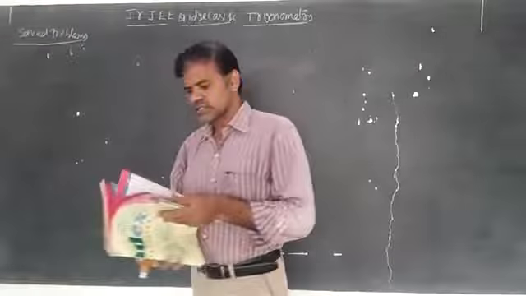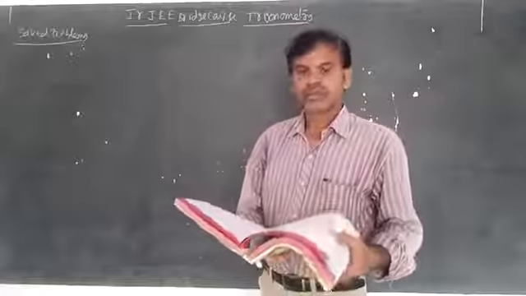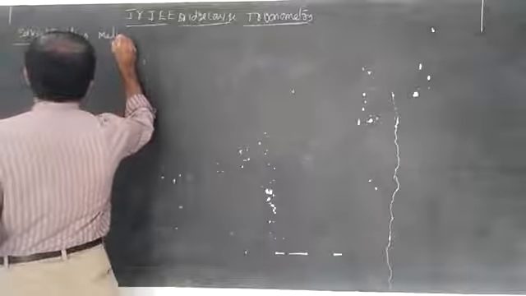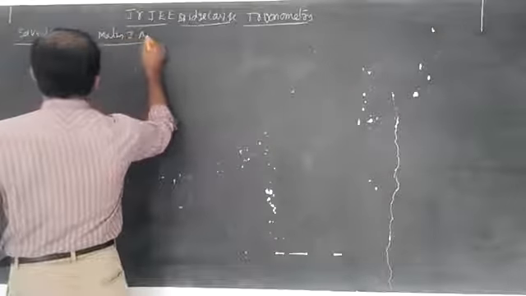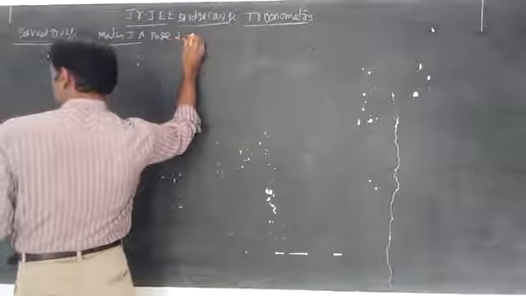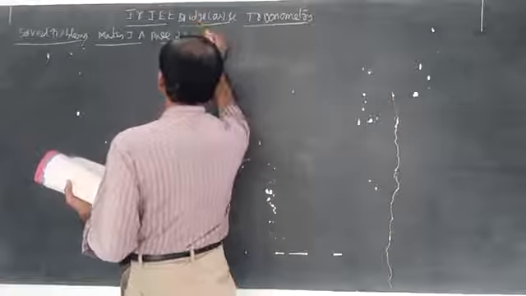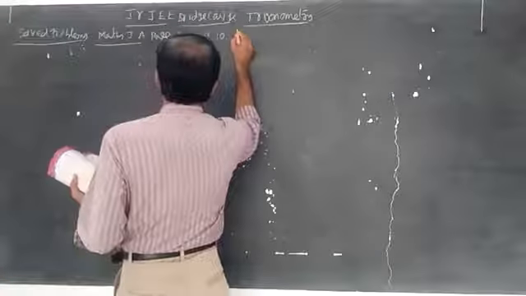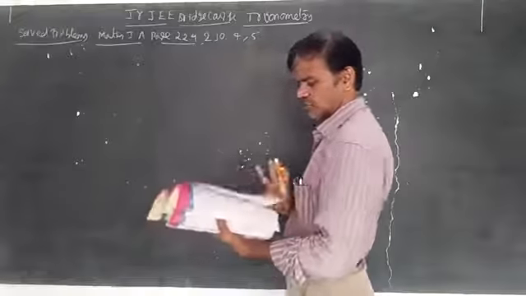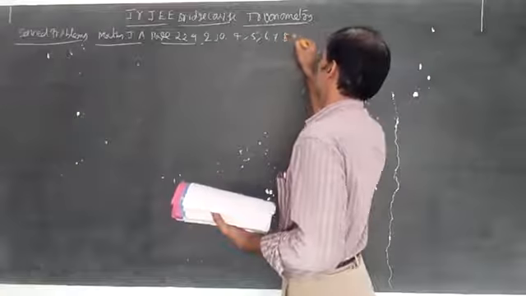I am starting the exercise here. Before going to discuss exercise 6A, some examples are there in Mathematics 1A. This is Maths 1A, page 229. Solved problems 229, 230: solved problems 4, 5, 6, 7, 8, 9, 10, 11, 12. Total 12 sums are there.